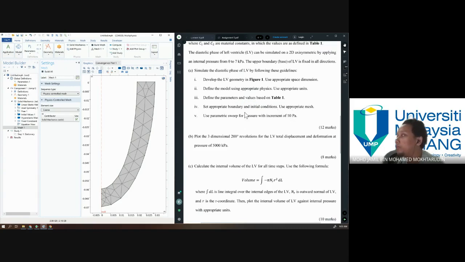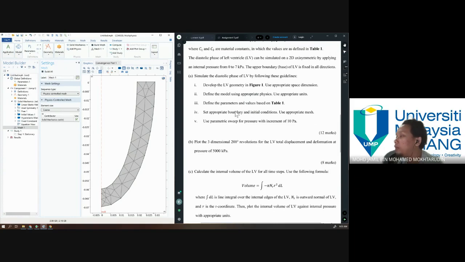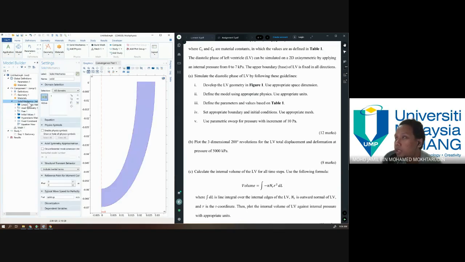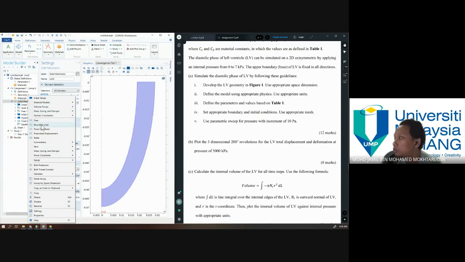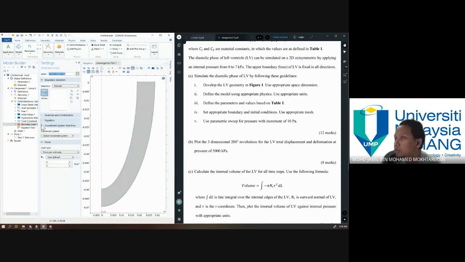Okay, and then we need to define the boundary load. Sorry, we haven't defined the boundary load yet. So the question says applying internal pressure. So internal pressure is applied here on this boundary. So maybe again in solid mechanics, choose boundary load. And then change here to pressure because we are applying internal pressure. So choose the internal boundary.